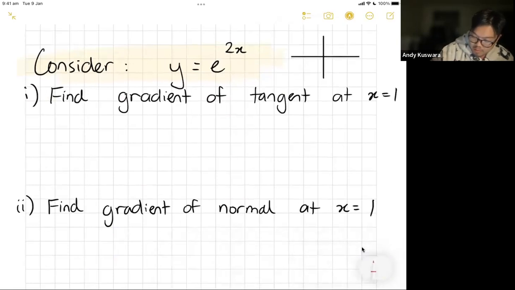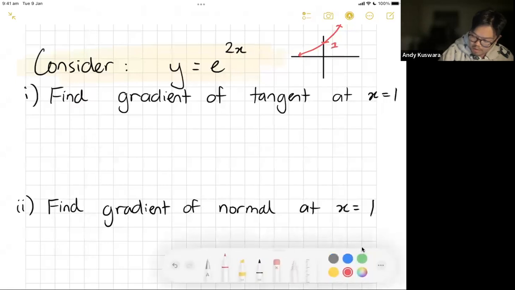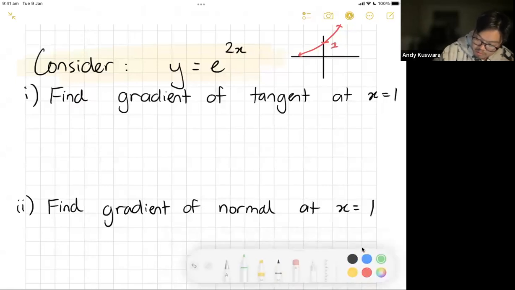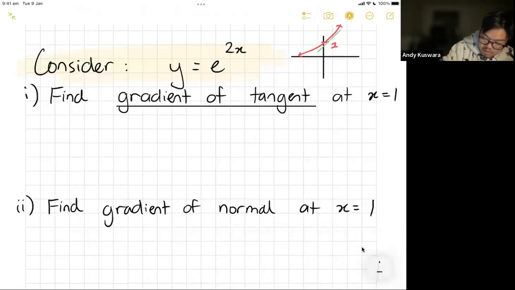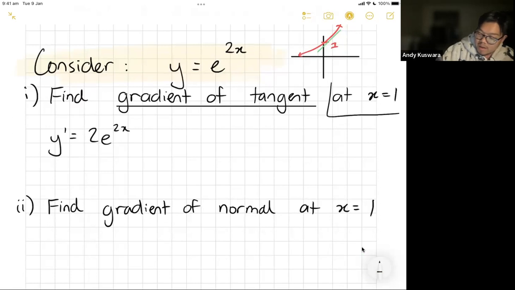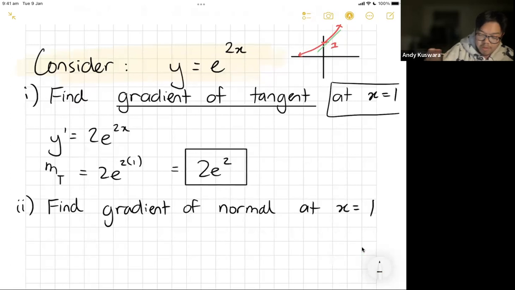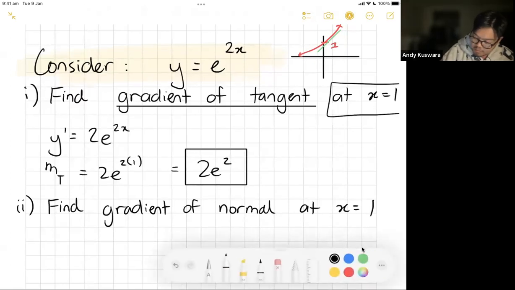Your graph is going to look a little bit like this. It's still going to cut at 1, and it's an exponential. How do I find the gradient of the tangent at that point? Gradient of the tangent means I need my y dash. So differentiating this, I'll get 2e to the 2x. And at x equals 1, the gradient of my tangent is 2e to the 2 times 1, which is just 2e squared. So there's your gradient of the tangent.